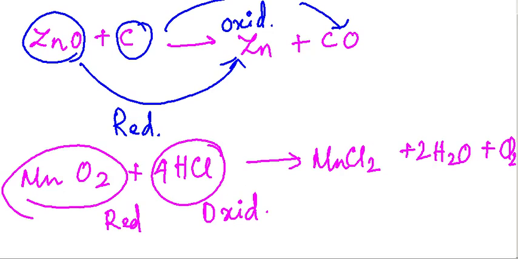So in any reaction you see, you will find oxidation and reduction taking place simultaneously, which means that only an oxidation reaction is not possible and only a reduction reaction is not possible. You will have oxidation and reduction taking place simultaneously. That is the reason why these reactions are called redox reactions.